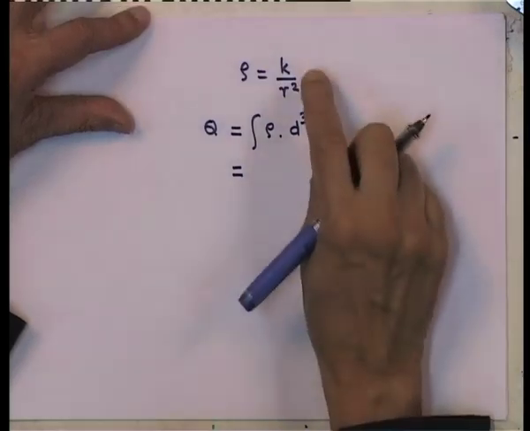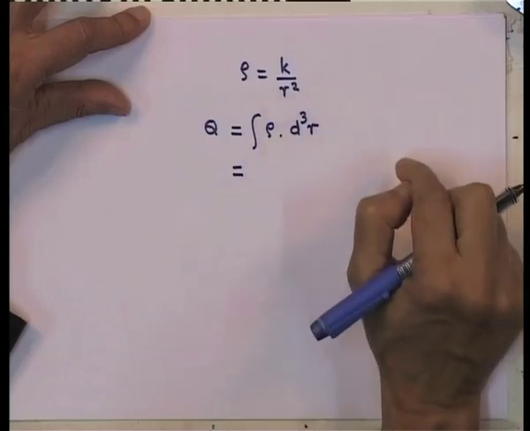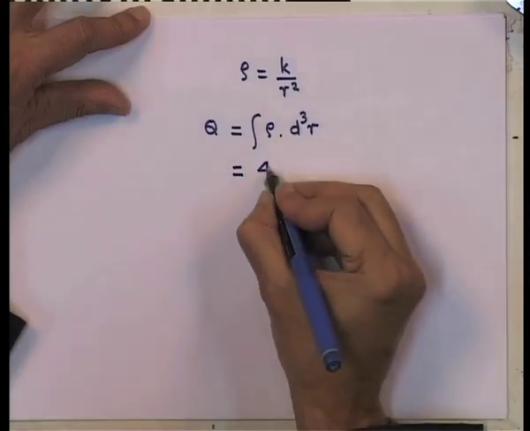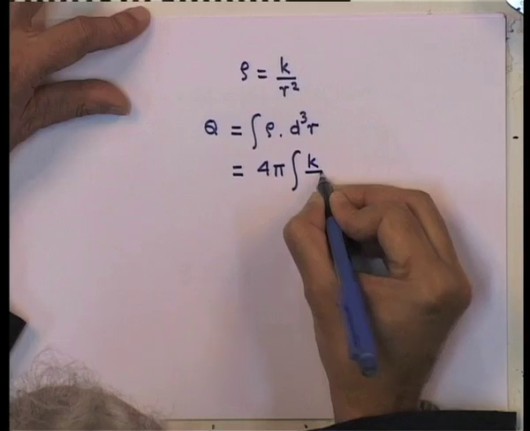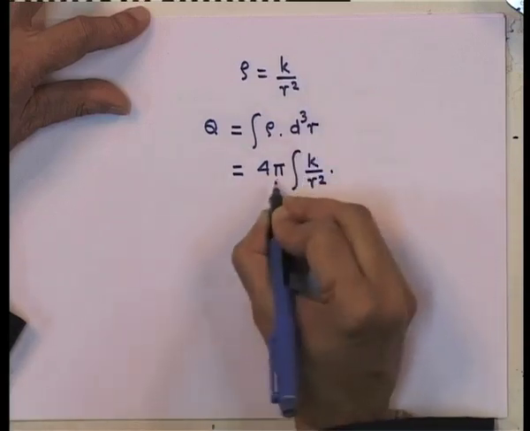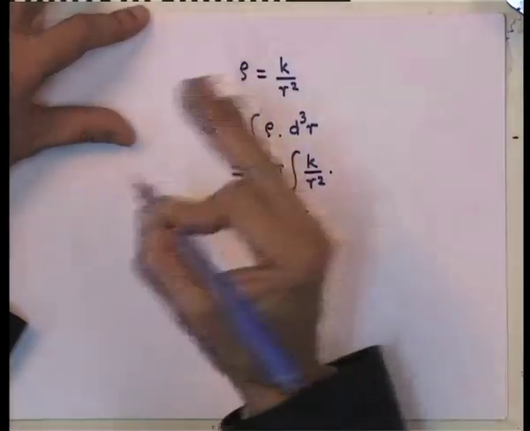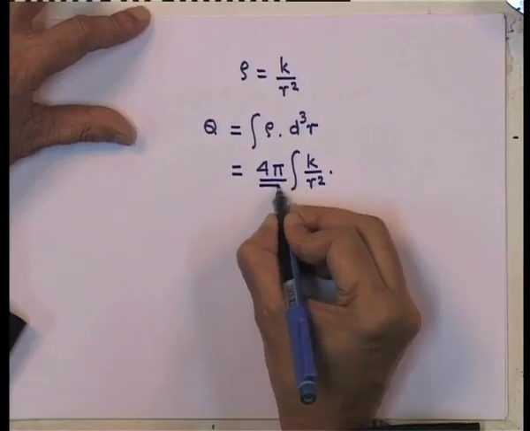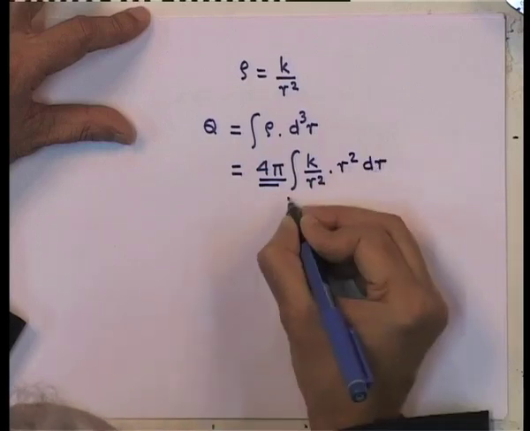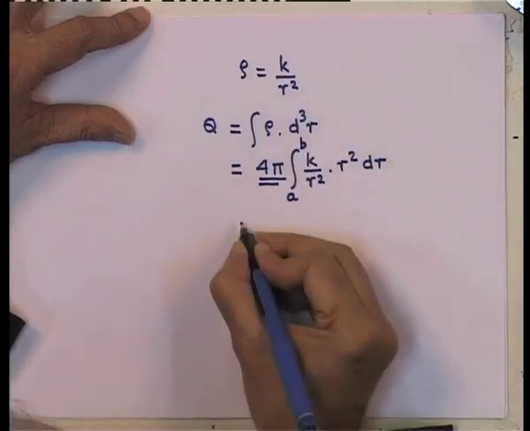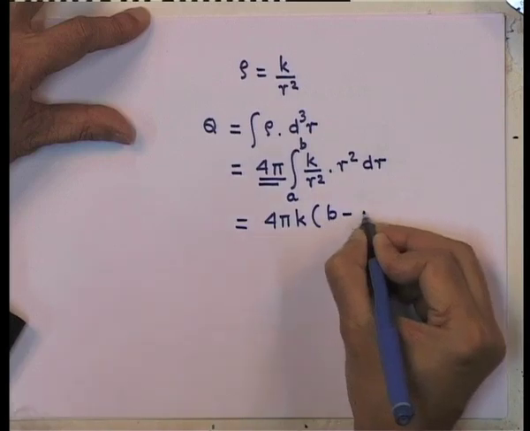But notice this only depends upon r. So, therefore, the theta and phi integration do not come into picture, and that gives me 4 pi. Angle integration gives me 4 pi, and I have rho which is k by r square, and dq which is r square sin theta d theta d phi. The sin theta d theta d phi has been taken care of already in my 4 pi. So, this times r square dr from a to b. So, this is nothing but 4 pi k into (b minus a), that is my charge.